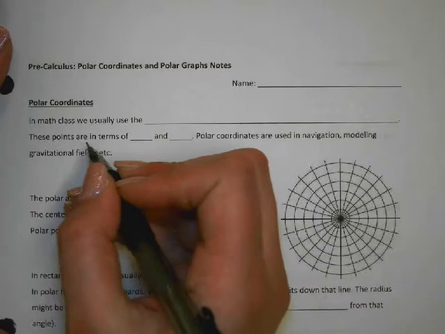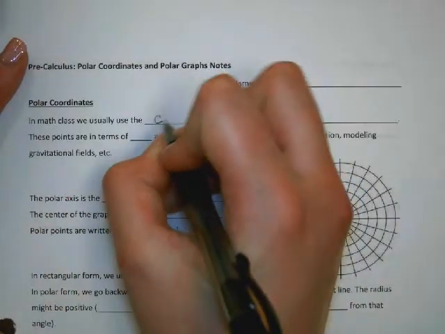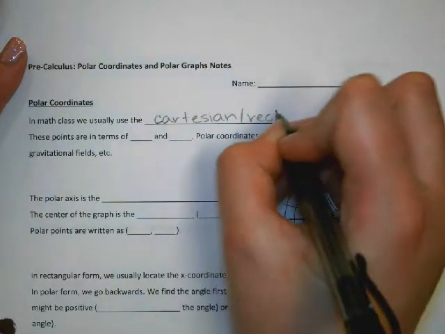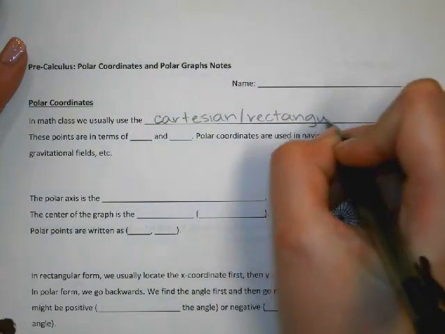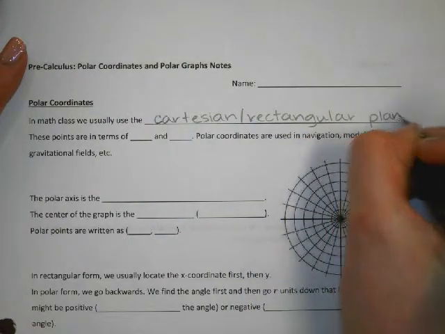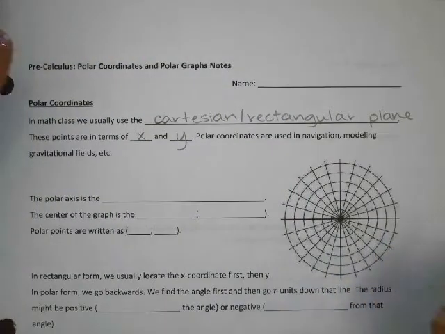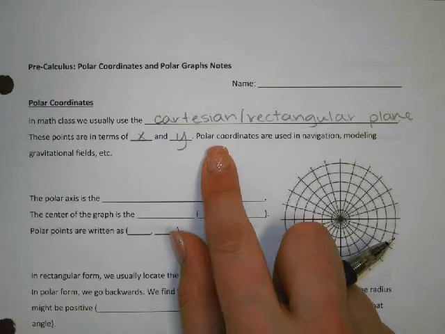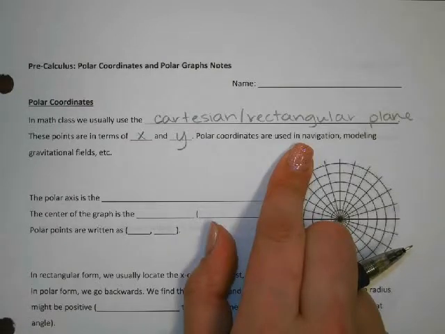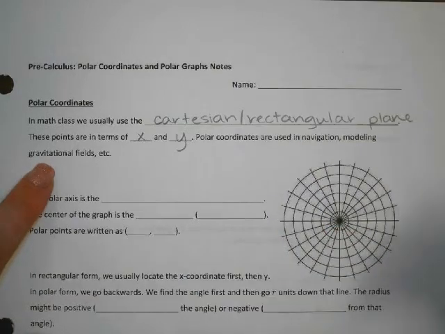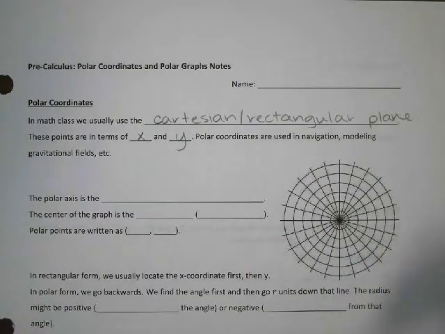So in math class, we usually use the Cartesian plane. Another word for it is rectangular. And these are points that are in terms of x and y. It's beneficial to use in some contexts where you're talking about things that go left and right and up and down. But polar coordinates are used in other contexts, maybe like navigation, when you're talking about things in relationship to north, or perhaps modeling gravitational fields where you have some sort of center of something.